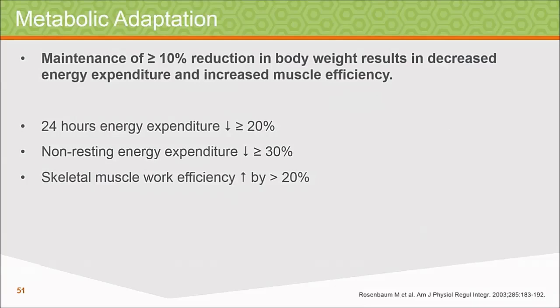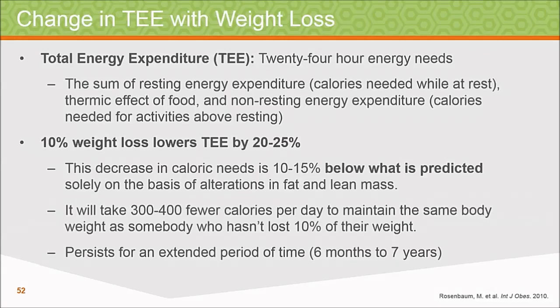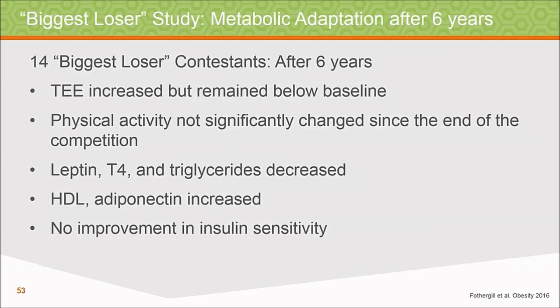Maintenance of 10% reduction in body weight results in decreased energy expenditure by 20% and improved skeletal muscle efficiency. So it takes less calories to do the same thing. Again, 10% weight loss lowers total energy expenditure by 20 or 25%. So I'm including that for your reference to look over. And if you haven't read it, Google the Biggest Loser contestant study. We have a whole talk on that later in this lecture series.